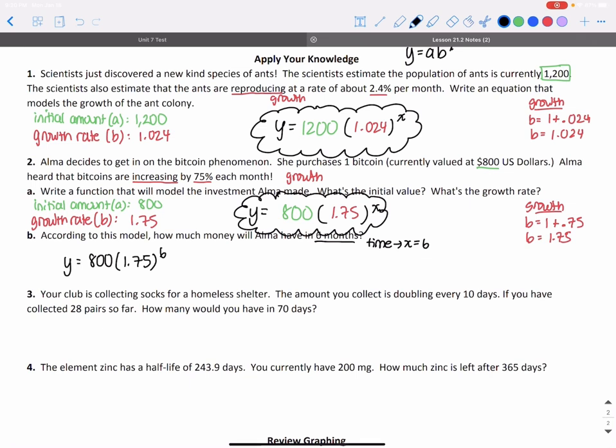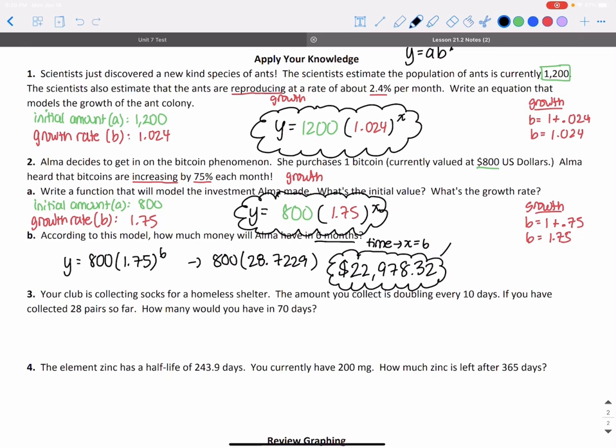28.72. So 800 times 28.7229, etc. gives me $22,978.32. When you have money, you want to round to the nearest hundredths place, because that's how we do it with dollars. We round to the nearest penny.